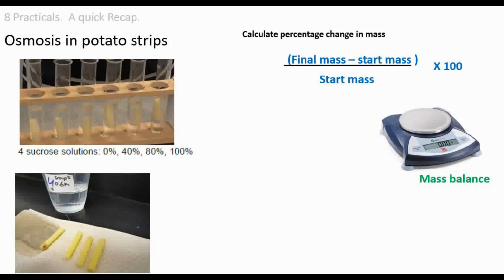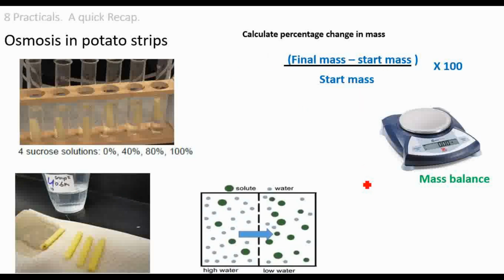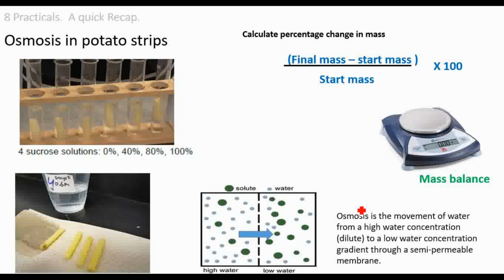So to calculate the percentage change in mass, at the end of the experiment you need to work out the percentage change in mass so that you're able to compare the results. So you have your balance, which you use to take the mass before, you blot dry, then you take the mass at the end. Okay, and this is the formula for calculating the percentage change in mass. Ensure when you're studying that you know the definition for osmosis. So osmosis is the movement of water from a high water concentration, dilute, to a low water concentration, and ensure that you're mentioning that it's going through a semi-permeable membrane.